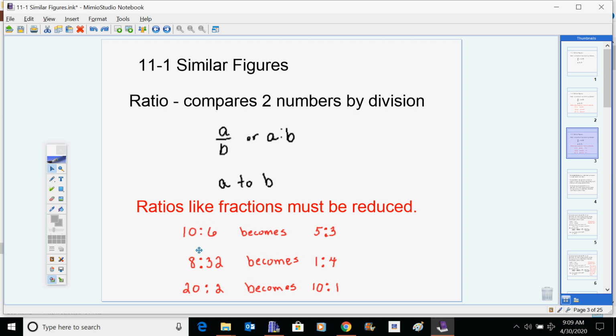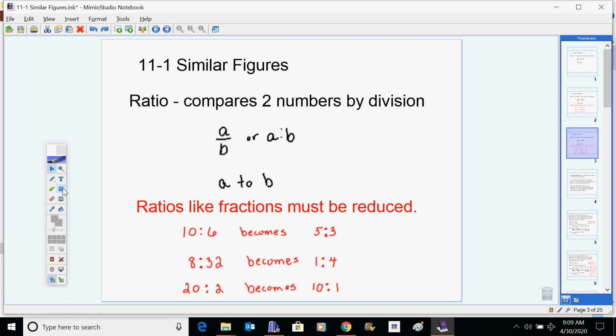8/32 is 8 over 32, both divisible by 8, reduces to 1/4 or 1:4, a 1:4 ratio. A 20:2 ratio reduces to a 10:1 ratio. So think about them as being fractions, and that's your easiest way to reduce.